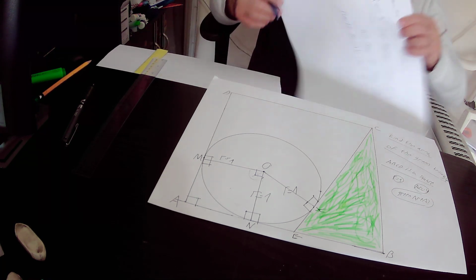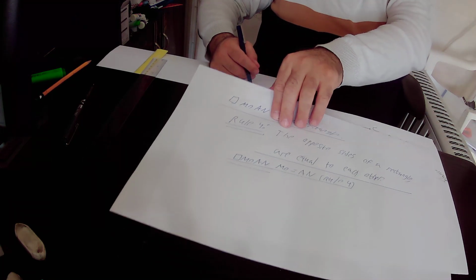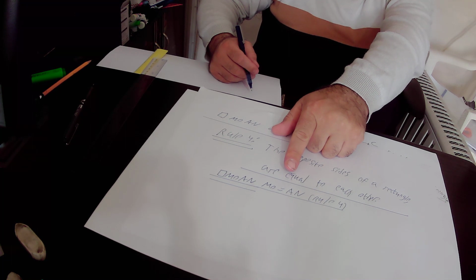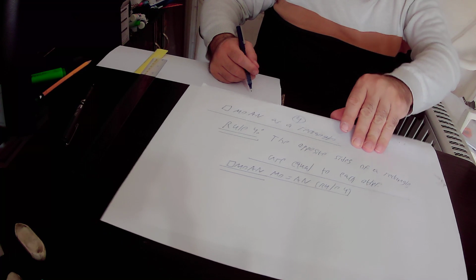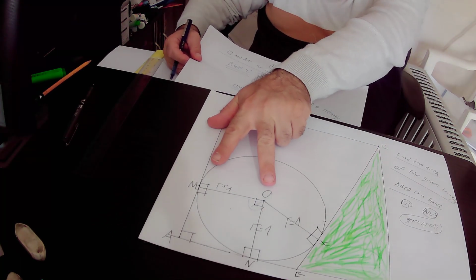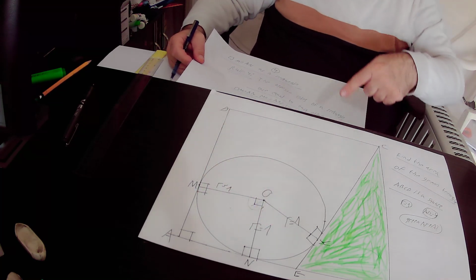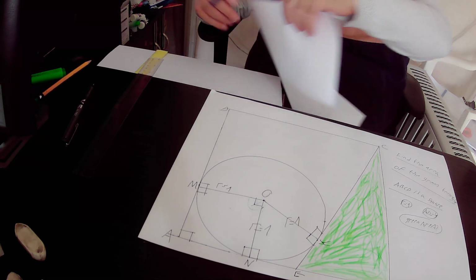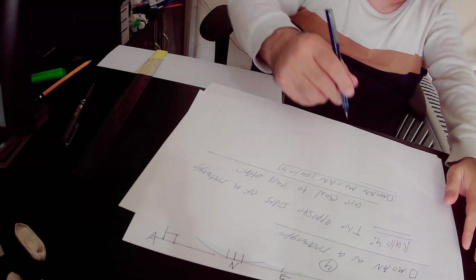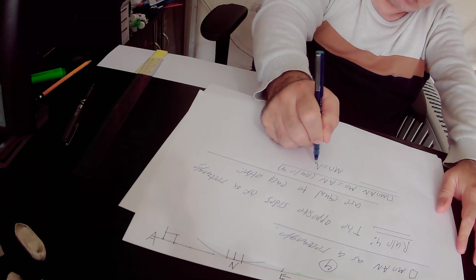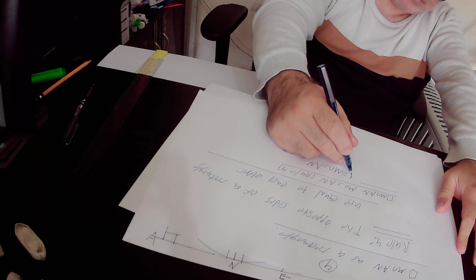I will repeat again. According to rule number 4, MO equals AN because the opposite sides of a rectangle are equal to each other. That is to say, MO equals AN. But it is given in the question that MO equals 1. So we can write here that MO equals 1.